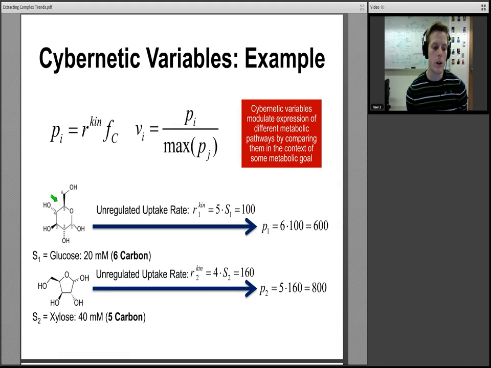So for example, with glucose, let's say we have 20 millimolars of sugar that it can digest, and an effective rate of 5 times the concentration of sugars of 100 millimoles per unit time as an uptake rate. We can then say the return on investment value for that pathway is 600 millimoles of carbon per unit time. In the same way for xylose, let's say there's a different kinetic expression for the uptake rate through that pathway, and the unregulated uptake rate then is 160 millimoles per unit time. Multiplying that times the 5 carbons in the sugar, we'll get a return on investment of 800 millimoles of carbon per unit time.